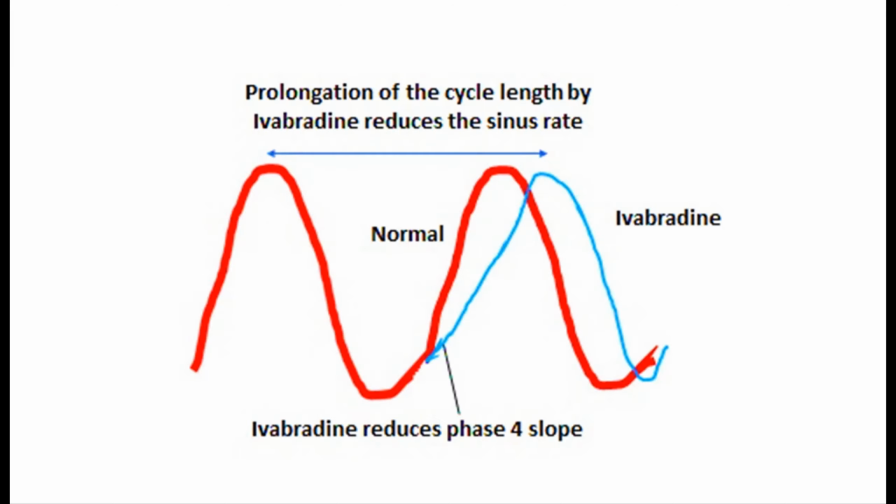Ivabradine reduces the sinus node rate by reducing the slope of spontaneous diastolic depolarization in phase 4 of the action potential.